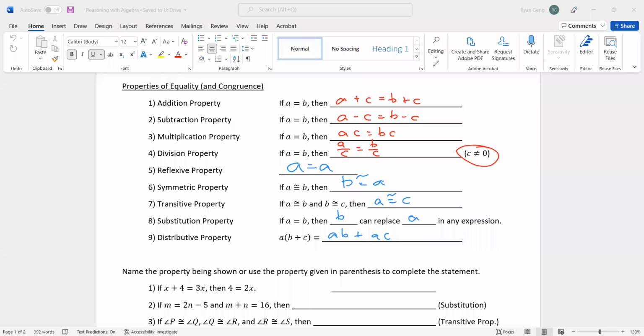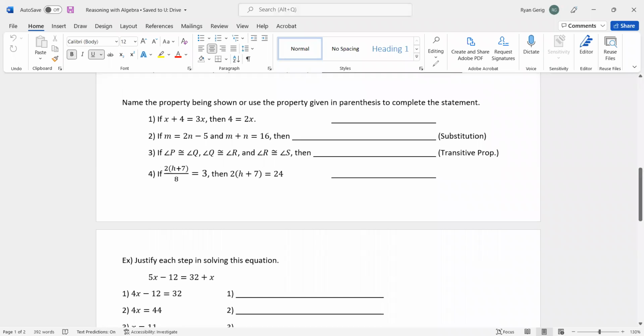Now what we're going to do is name the property being shown or use the property given in parentheses to complete the statement. Again, we're getting closer to proofs, still not quite there. What I'm trying to have you see is, I'm starting with this statement and I'm ending with this statement. What property allows me to make that step? Well, what did I do? What happened from the beginning to the end?